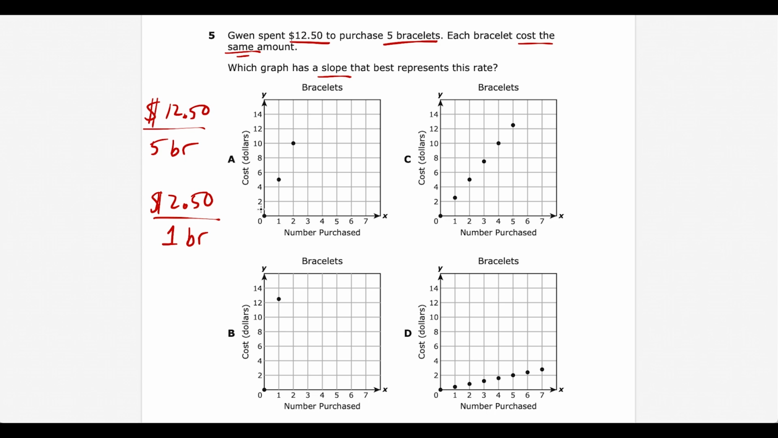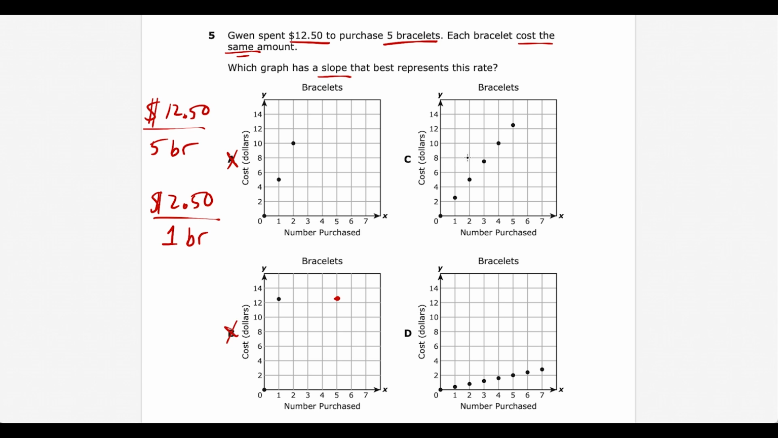This is saying that it costs $5 to buy 1 bracelet. And that doesn't make sense because it costs $2.50 to buy 1 bracelet because we did the division over here. Now this graph in B is saying it costs about $12.50 to buy 1 bracelet. But no, it costs $12.50 to buy 5 bracelets. So that would have to be over here at 5, this same value. So this one is out.